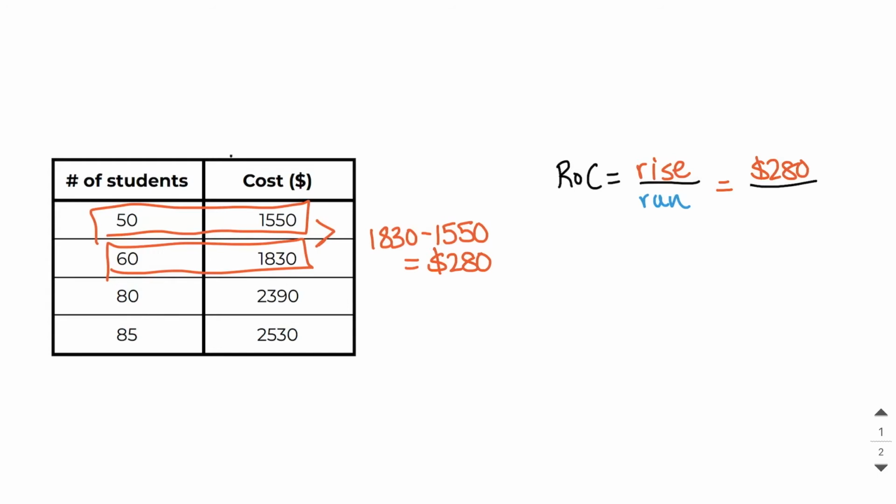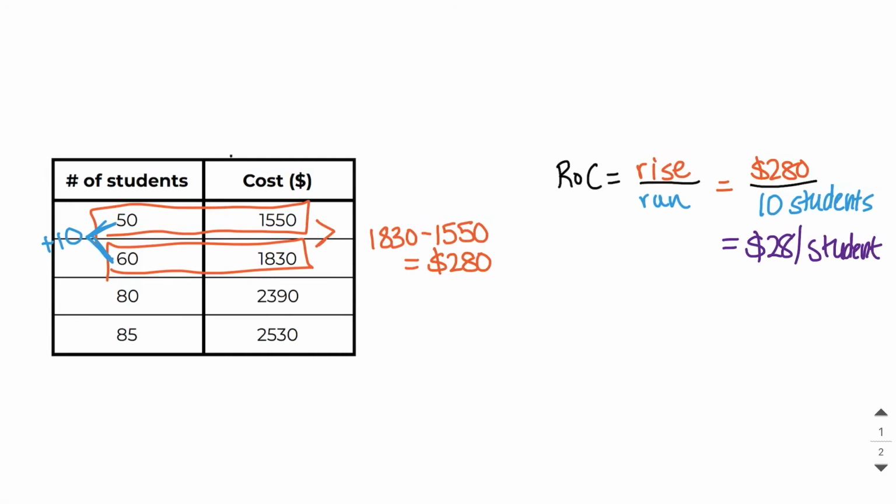And now for my run, it went from 50 students to 60 students, so that went up by 10 students. So when I divide 280 by 10, I get $28 per student. And I apologize, I need to write students here. So we know our rate of change is $28 per student. Now, if I want to work backwards, if I were to do the rise over the run for this right here, I would end up getting the same rate, this $28 per student, okay?